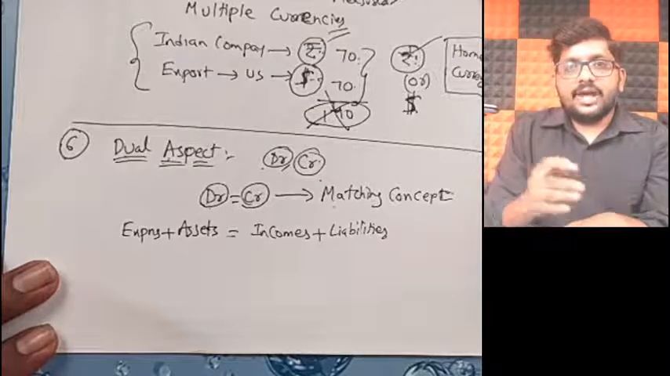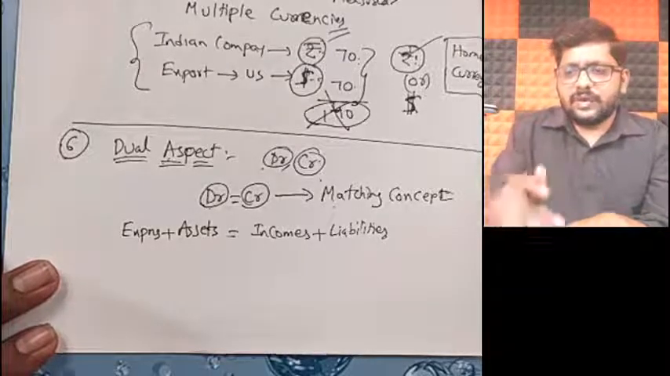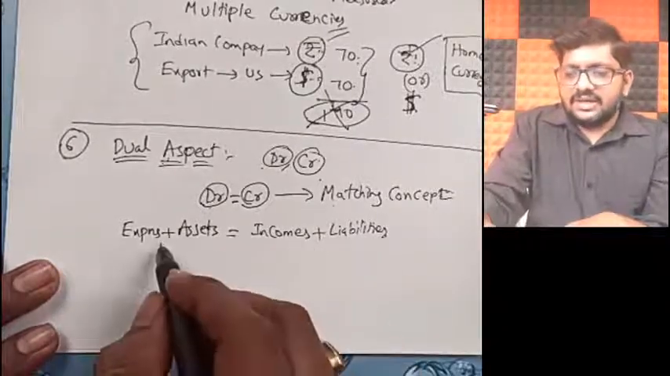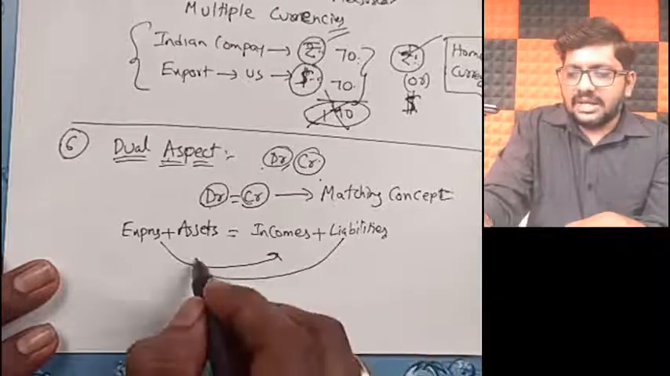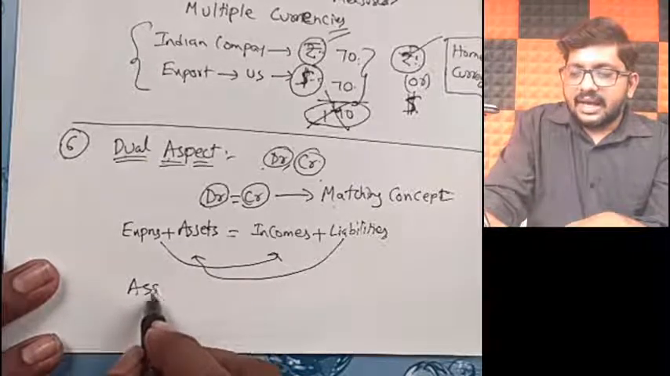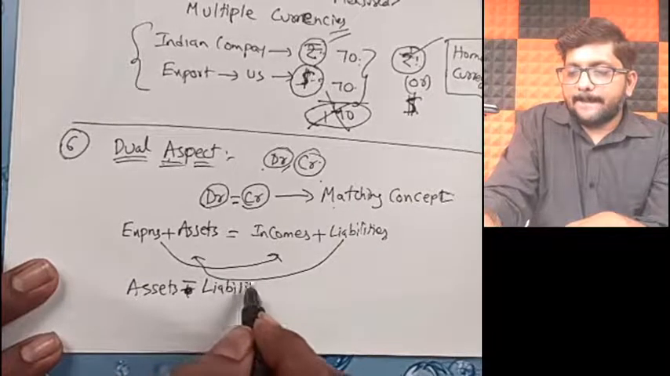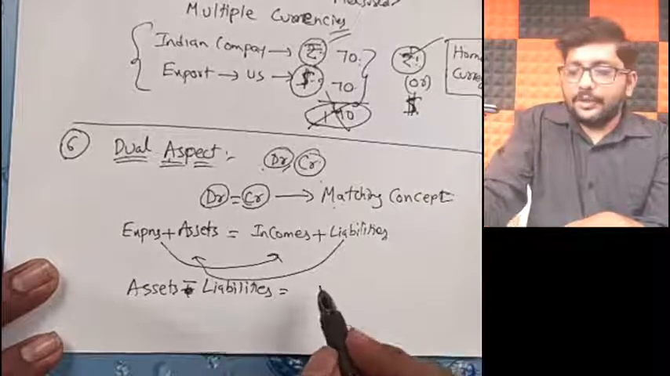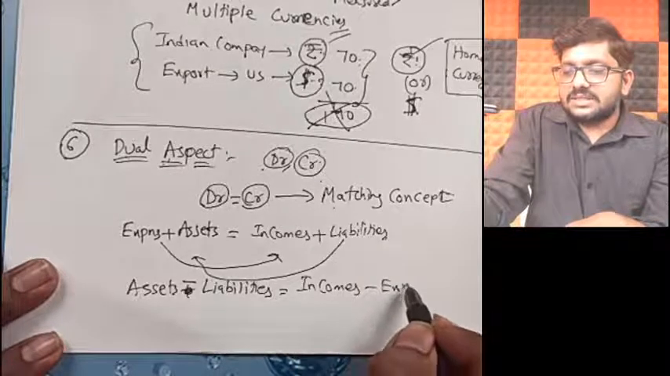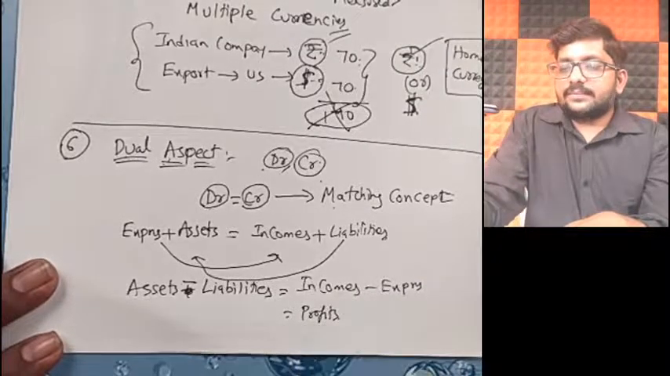Correct? So now what I would like to do is shuffle these aspects for some time. So what I will do, I will take expense to this side, and liabilities I'll bring to this side. So it will become assets minus liabilities equal to incomes minus expenses. Now everybody knows incomes minus expenses gives you profit.